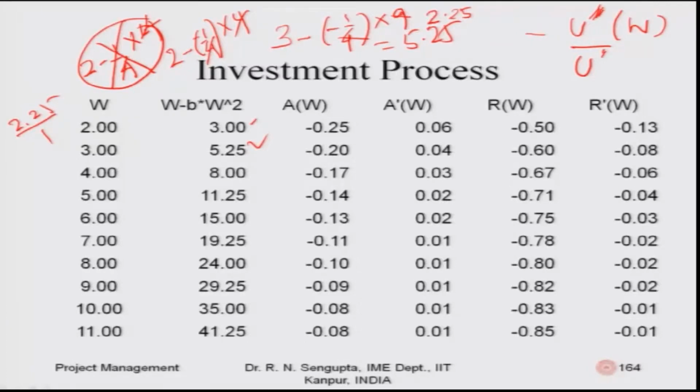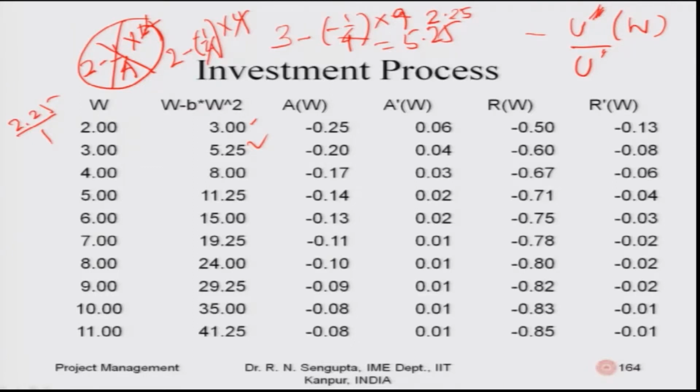I have omitted that, and I would strongly urge the students to use these values, use the first column and the second column, and redo the calculation considering there are third and fourth columns which are not here, which would be u prime and u double prime. Based on that, you do the calculations, considering the b value is minus 1 by 4.